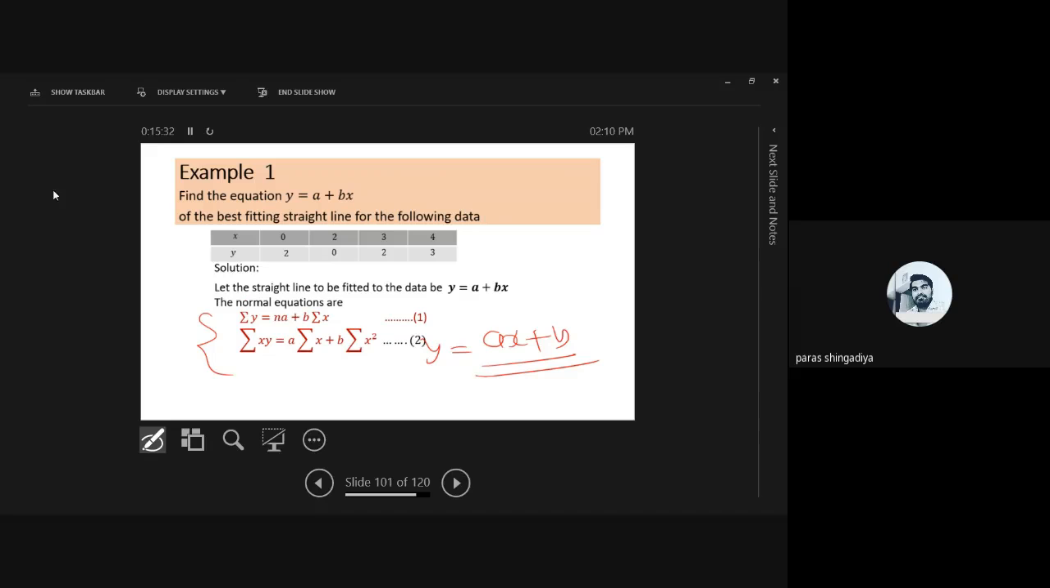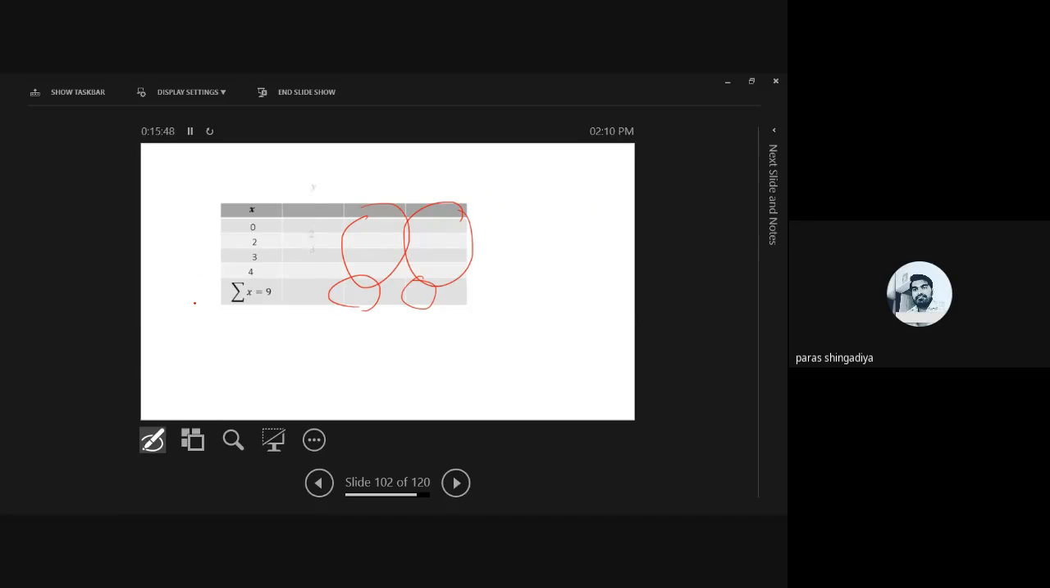And now in the second step, this table is given in the example. This is our question. So the table is given, 4 points are given there. Which values of x and y? 0, 2, 2, 0, 3, 2 and 4, 3. 4 points are given there. And then prepare this table. In this, which values are required here? Sigma x is required, sigma y is required, sigma x square and sigma xy.